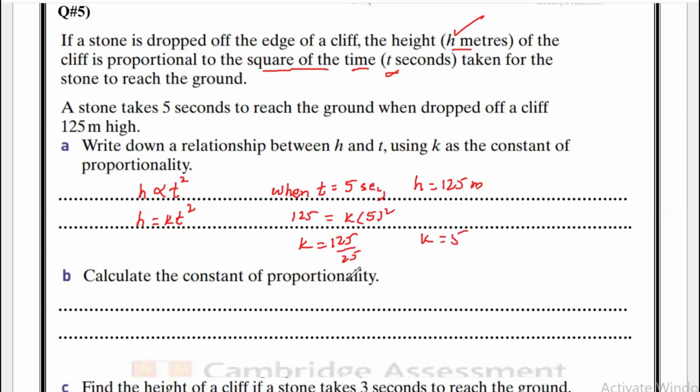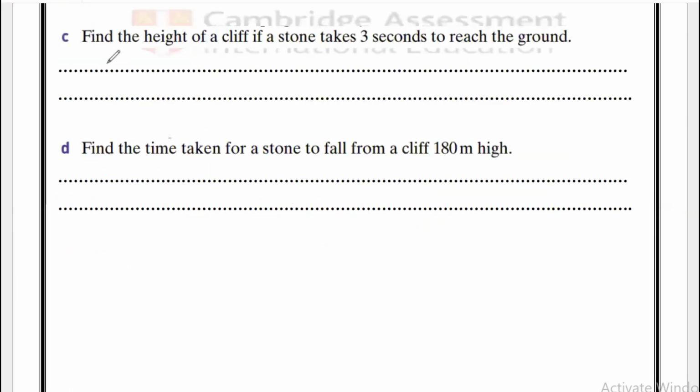So next they are talking about the value of k as well. And here our required relation between h and t, h is equal to 5 t power 2, and here you just write the constant of proportionality, what we found in the previous part, it is 5. And next, remember this equation. This will help us to find the answers of parts C and D. As we know that the relation between h and t is h is equal to 5t square.